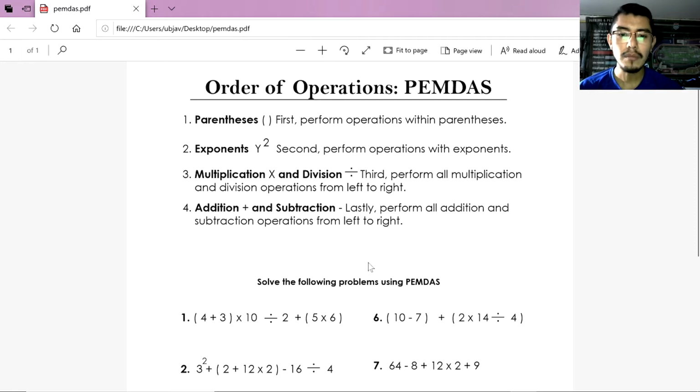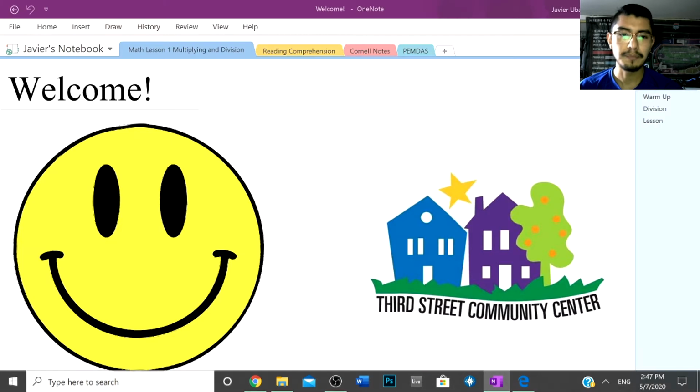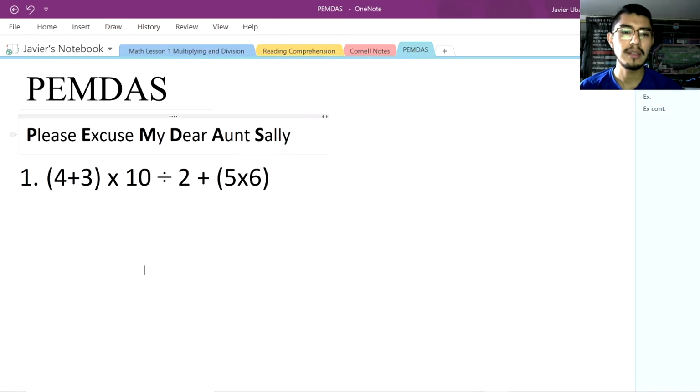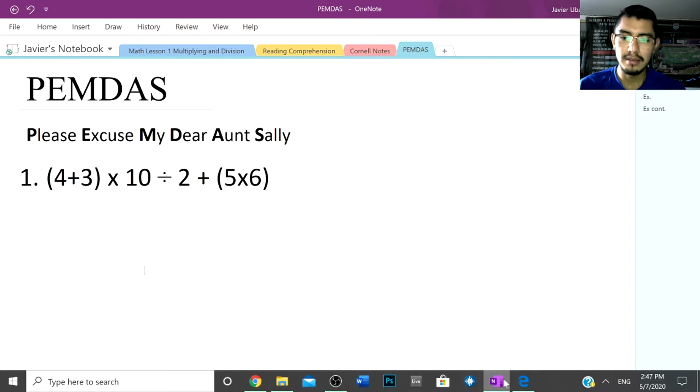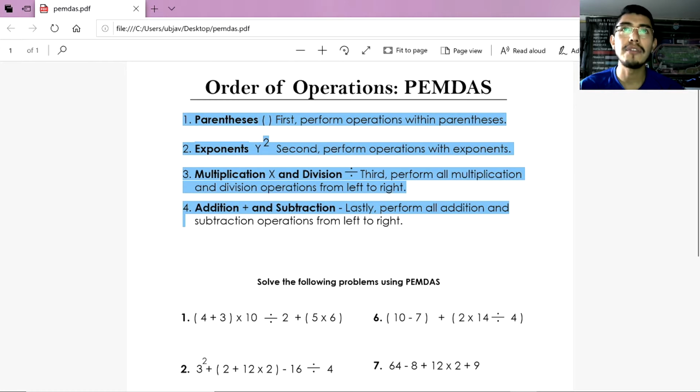Okay. So now let's go over our lesson. So we're gonna go over PEMDAS. So say you're in a test and they tell you, okay, I want you to solve this equation right here. You're not gonna be given this thing. This is the thing you have to memorize. This is the thing you have to learn.